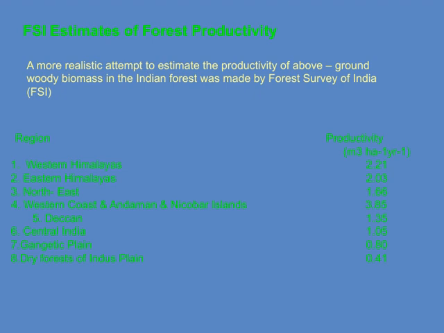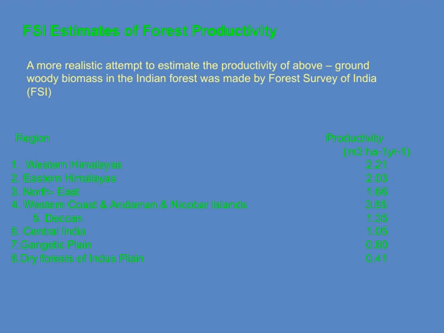Moving to the northeast, we see a decrease to 1.66, which reflects different ecological conditions there. Interestingly, the western coast and the Andaman and Nicobar Islands show the highest productivity among these regions, with 3.85 cubic meters per hectare per year. This suggests that these areas have rich, productive forests, likely due to favorable climate and soil conditions.